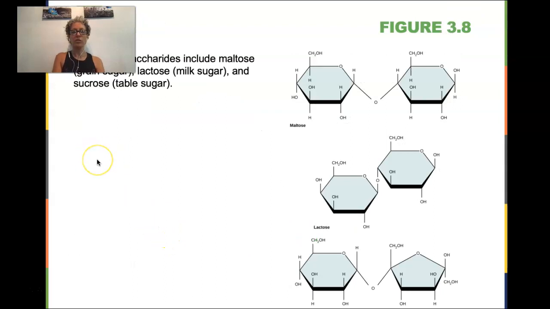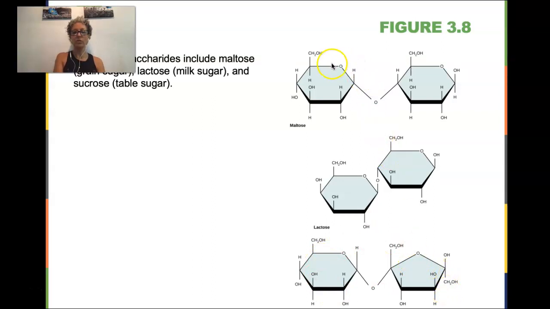So disaccharides that we may have heard of, maltose. It's why we add malt during fermentation processes like in beer making. We have lactose, that is the sugar that is in milk, and that is made from one glucose and one galactose. And the bottom one here is sucrose that we saw on the previous slide.